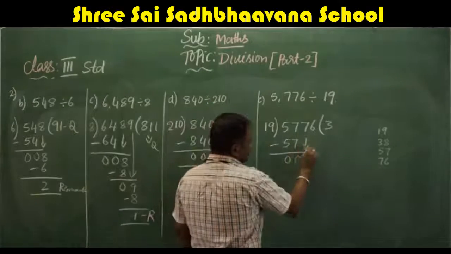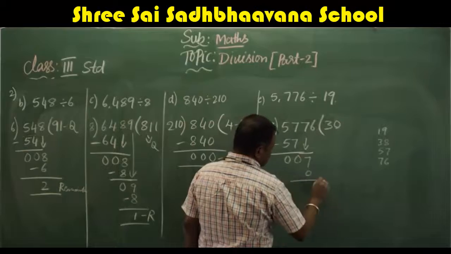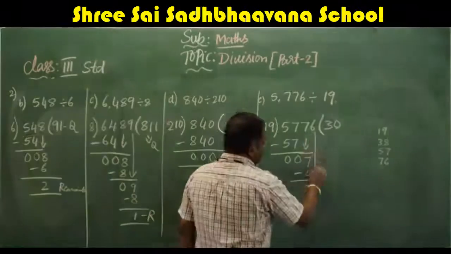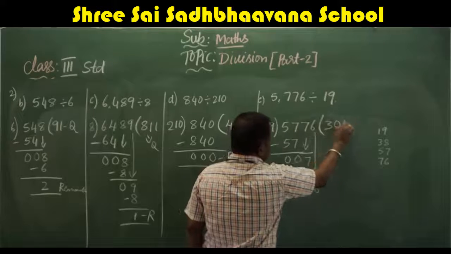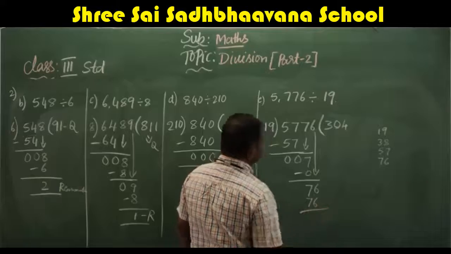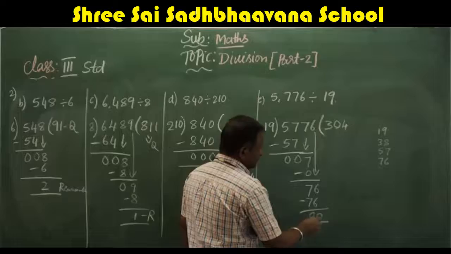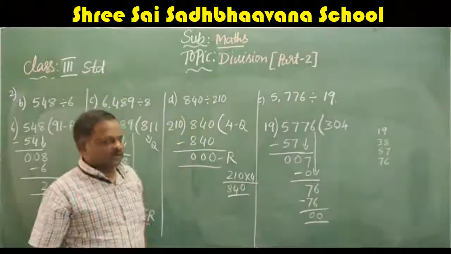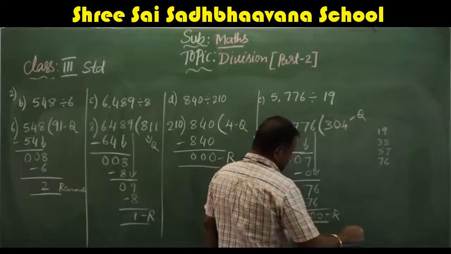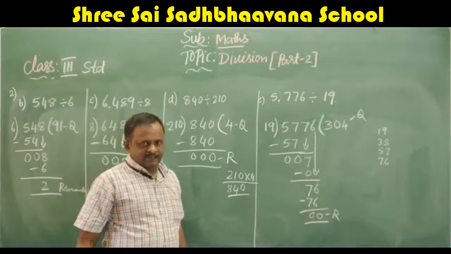Take down 7. 19 zeros are 0, it won't cancel. 7 minus 0, 7. Take down 6, 19 4s are 76. 76 minus 76, 0, 0. You get 304 as the quotient. This is the remainder. 304 is the quotient, 0 is the remainder.